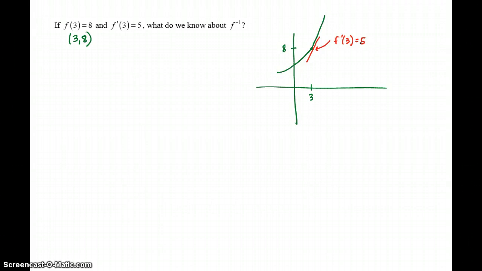Now, if you remember with inverses, if we're looking at the inverse of f, if I have an ordered pair (3, 8) on f, that means on the inverse, that ordered pair is (8, 3). So I'm going to draw that.